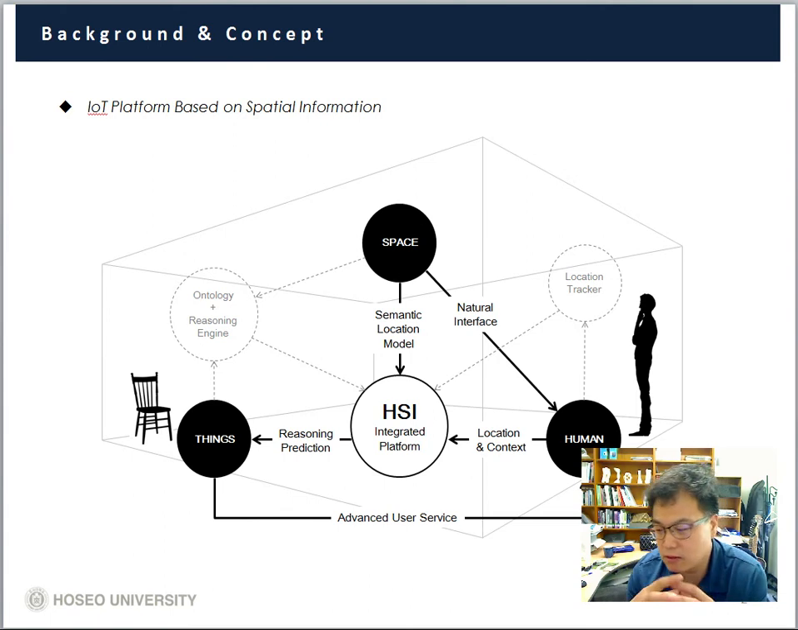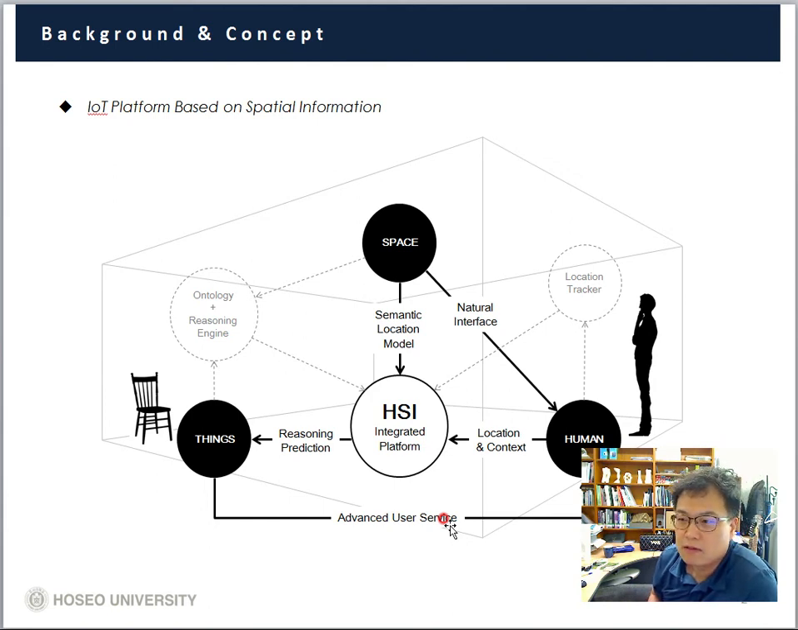We want to make an IoT service platform based on spatial information. We believe that if we use spatial information, we can make a more advanced IoT service platform. That is my idea, and this is the concept diagram. So with humans, things and the space, we can realize advanced user services. So this paper is about how to realize this idea.